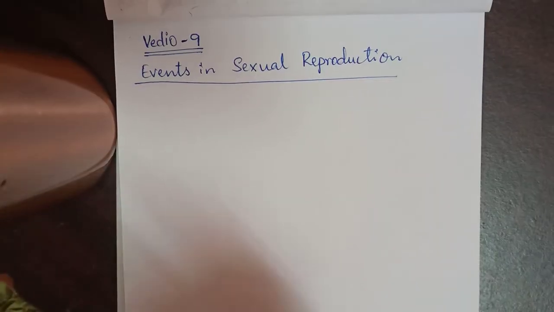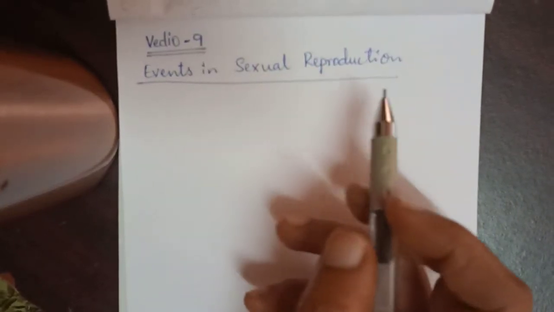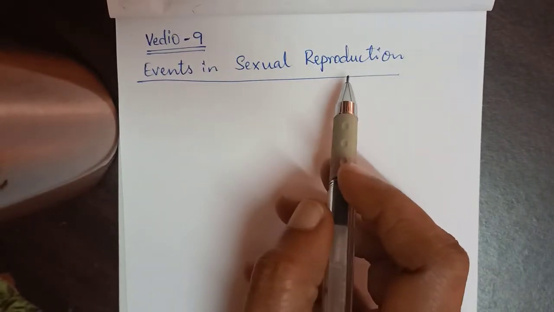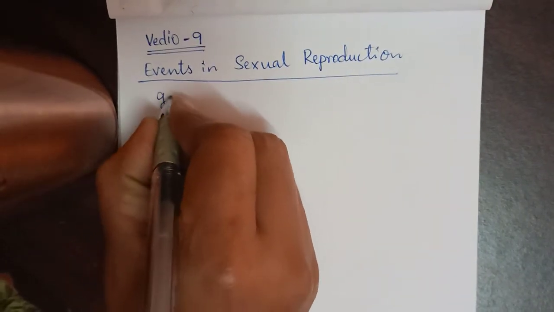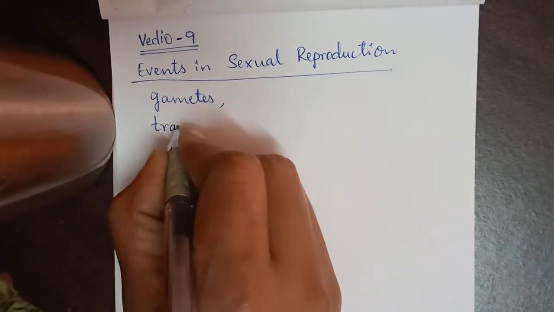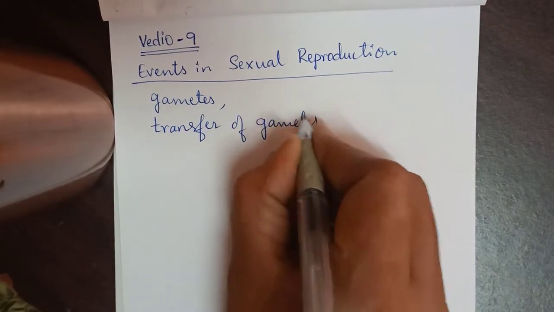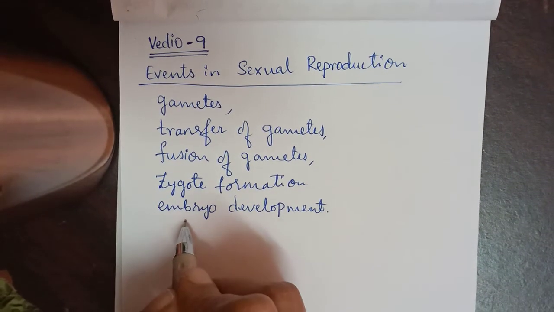In this video we are going to study the topic events in sexual reproduction. Events in sexual reproduction means the different processes which take place during sexual reproduction. So what are the different processes? Sexual reproduction involves the formation of gametes, transfer of gametes, fusion of gametes, zygote formation, embryo development.